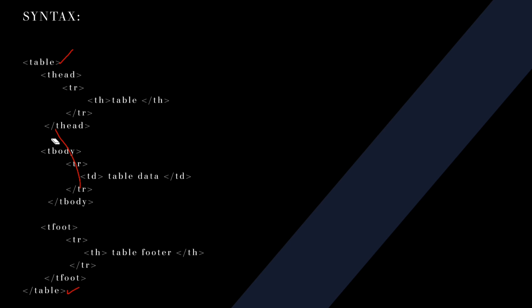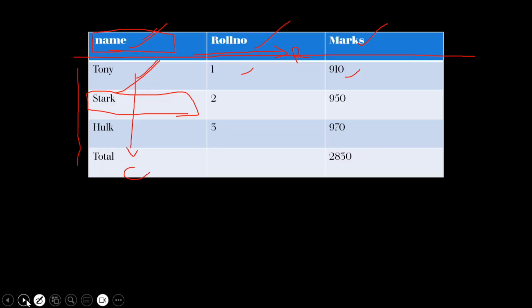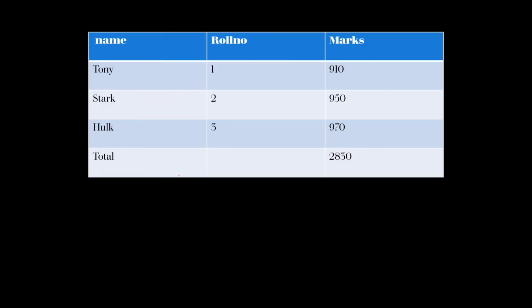So let me erase this first. I'll divide the table syntax into three parts. One is the table heading part, the table body part, and the other one is the table footer part. Let's see more detail in the diagrammatical form of a table. So, erase this. So here, I have divided the table into three parts, right?